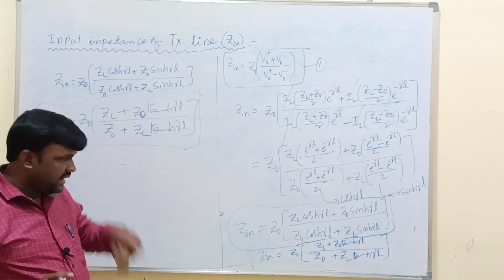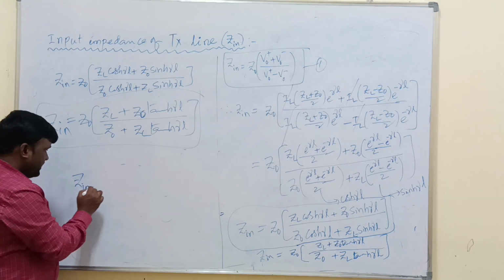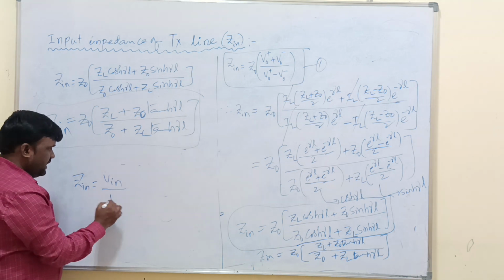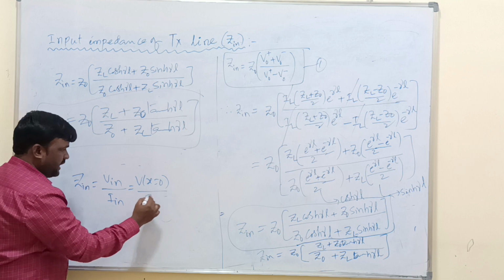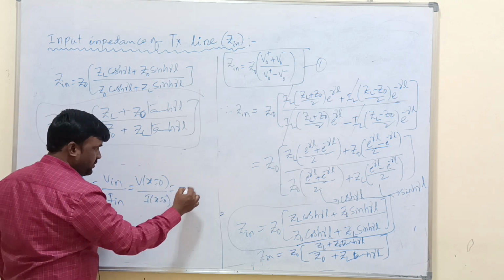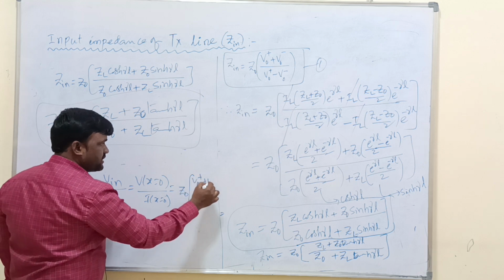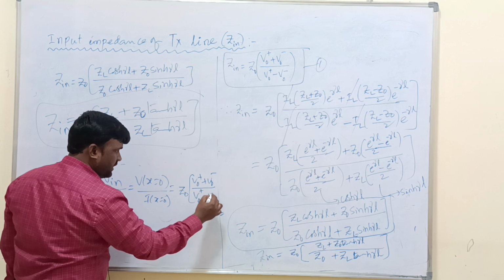Listen carefully how we derived this Zin. First we have written Zin as what? Vin by Iin. What is Vin? That is V of x equal to 0 divided by I of x equal to 0. From this we got this one as what? Z naught into V naught plus plus V naught minus divided by V naught plus minus V naught minus.